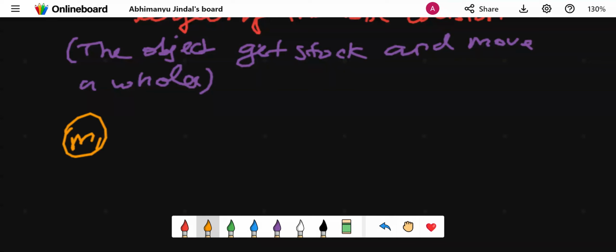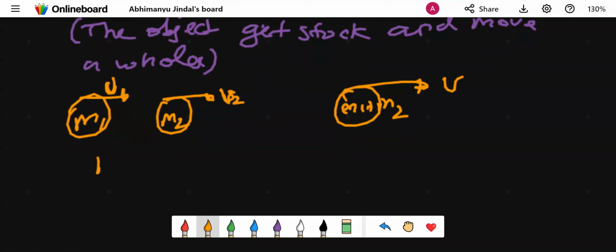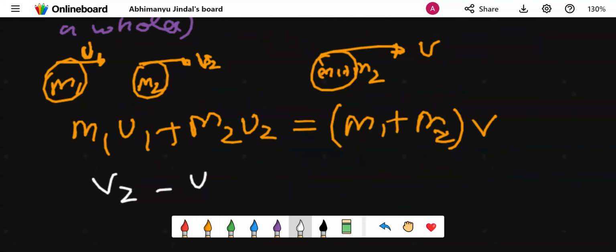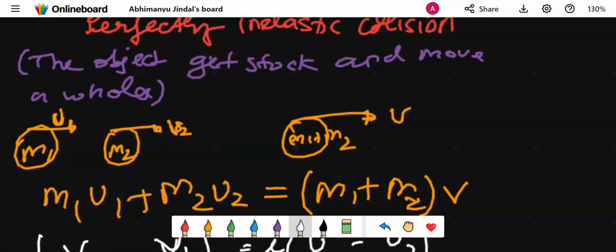Let's say this is m1 moving with velocity u1, and this is m2 moving with velocity u2. Then they combine, so this becomes m1 plus m2 as a whole, and then they move with a velocity v. So here the two equations are: first, conservation of momentum, m1 u1 plus m2 u2 equals (m1 plus m2) times v. And the second one is v2 minus v1 equals e times (u1 minus u2). Here u1 and u2 exist, but v1 equals v2 equals v.